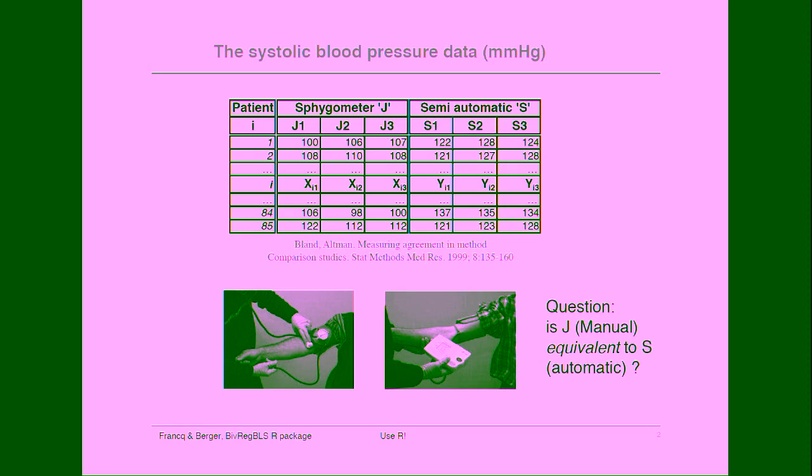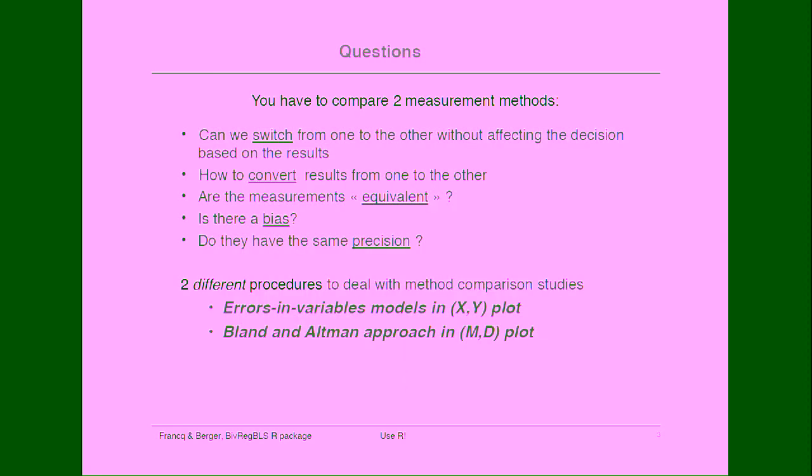So this is a data set where the systolic blood pressure is measured by two devices, and we want to know if the two devices are equivalent. Is there a bias? Do they have the same accuracy? Can we convert from one device to the other one? There are many questions that we can answer. To do this, we have two different methodologies: the errors-in-variables models in the classical XY plot, or the Bland and Altman plot, with the MD plot, a mean difference plot.